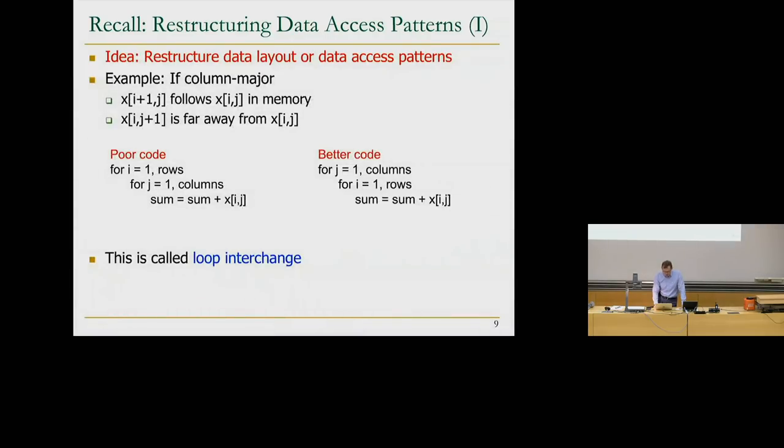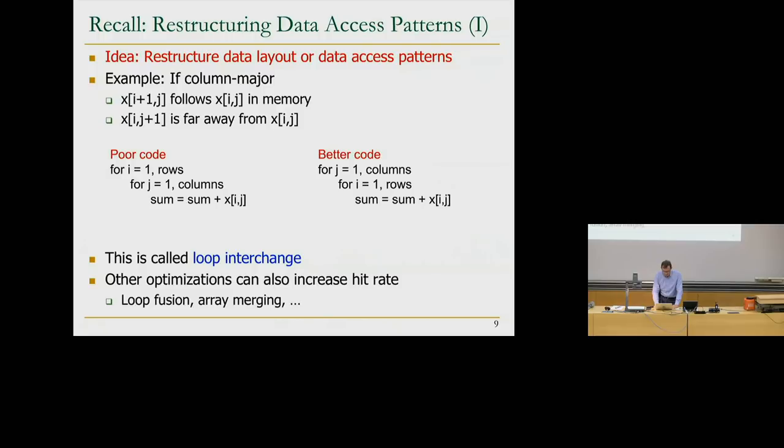It's surprisingly obvious, but there's a lot of code out there that doesn't take this into account. And this makes a huge difference, actually. In this example, this particular optimization is called loop interchange. Existing compilers, if they realize this, are also able to do this. So compilers are also able to change the access patterns with some complexity, of course. There are other optimizations, of course. You can merge arrays, for example. You can do a fusion of the loops. So you don't need to worry about that. But there are many other optimizations that people have developed to increase the cache hit rate.